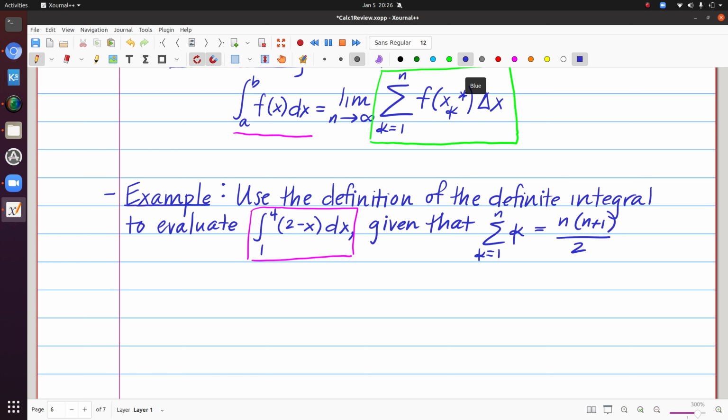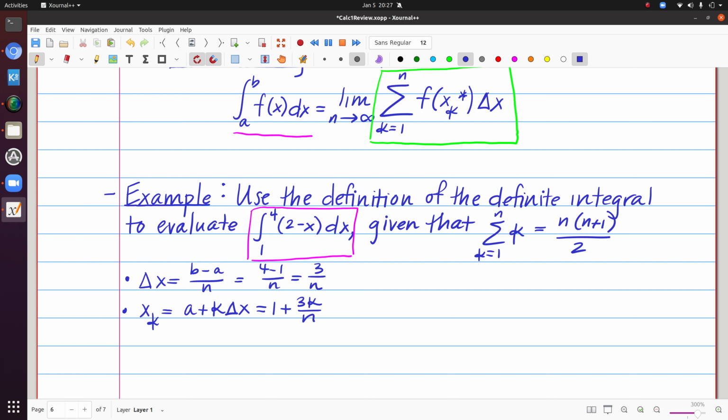In particular, notice that a here is 1 and b is 4. So one thing I can do right away is find delta x. If I have n rectangles, delta x is going to be b minus a over n, which in this instance is 3 over n. Then we can find xk, that's going to be a plus k delta x, where a here is 1, and delta x is 3 over n.